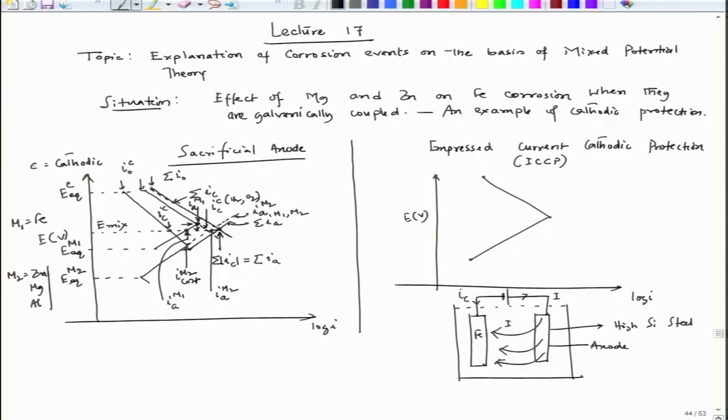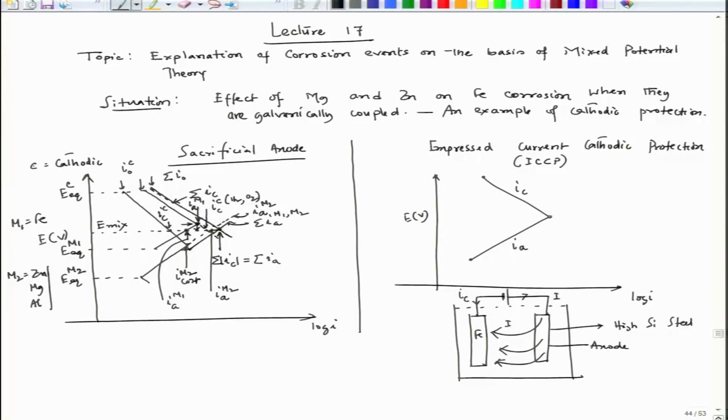Since IC is entering, that means we are sending electrons to the metal surface, and those electrons will be used up for cathodic reactions. This is the mode of impressed current cathodic protection, where if this is my IC and this is my IA, then this is my free corrosion potential, and this will be the steady corrosion potential if the electrolyte condition is maintained similar.